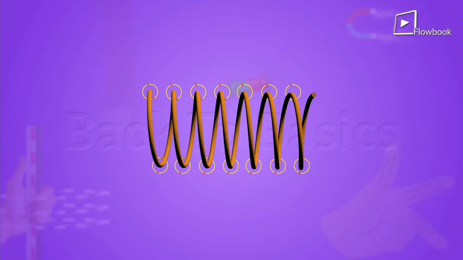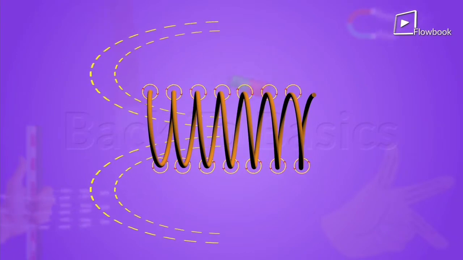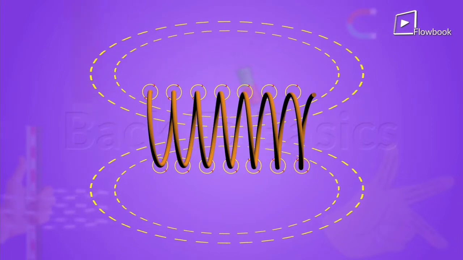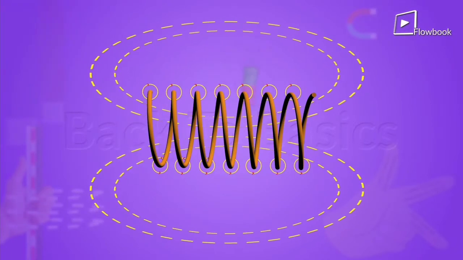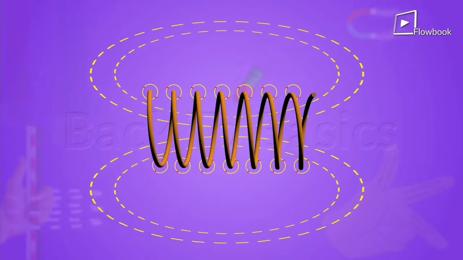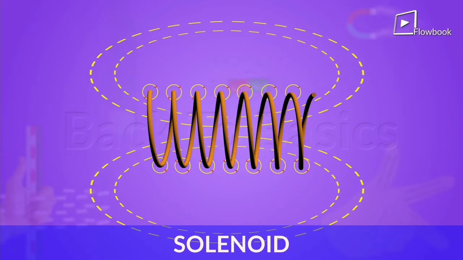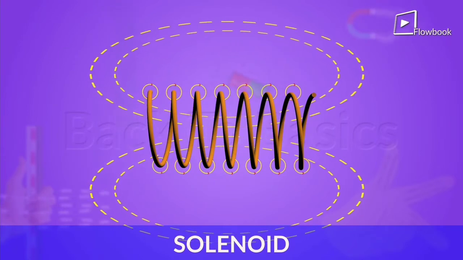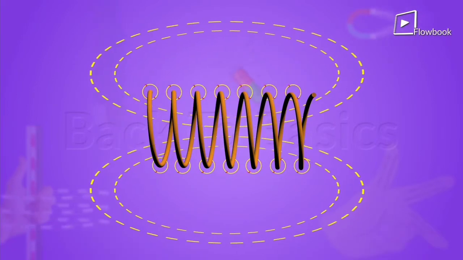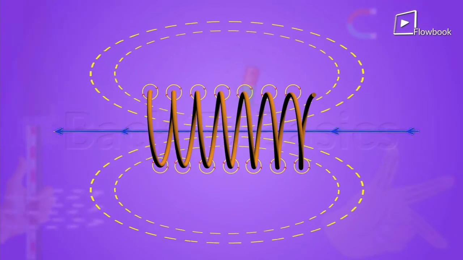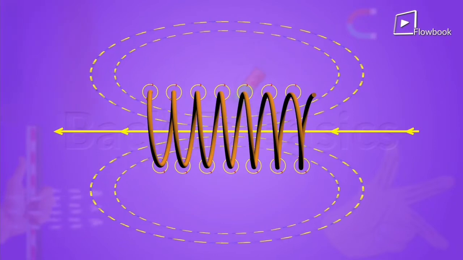Now, if we have multiple loops connected to each other with the same current flowing through all of them, the magnetic field of these loops combine together and in the end look something like this. Now, this structure with multiple coils joined together is what we call a solenoid. Here, because of the addition of the magnetic fields of all loops at the center, we get a strong magnetic field at the center. Also, on the outside, we have closed loops of magnetic field lines.